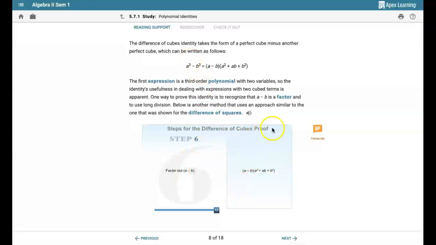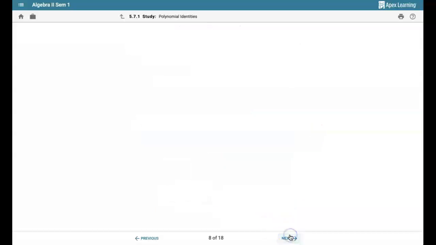You do not need to go through these entire steps here. All you need to know is that if I see a cubed minus b cubed, I can go right here based on this identity.